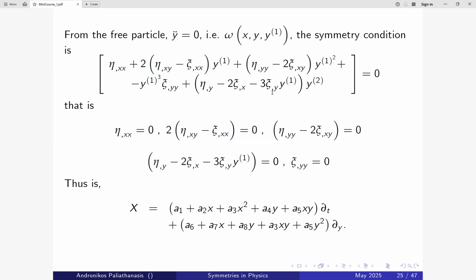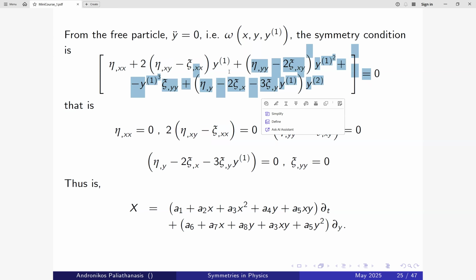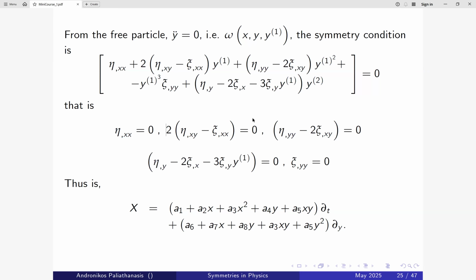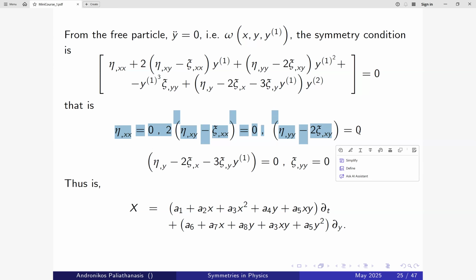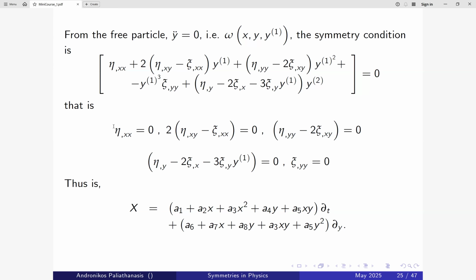This is a polynomial function, and as a polynomial function, it means that it's 0 if and only if each coefficient of the monomials of the polynomial is 0. So from this equation, we construct algebraic equations. Now we construct a linear system of partial differential equations. The solution of the system provides us with the symmetry vectors, the vector fields eta and xi, and the generator, which keep the equation for the free particle invariant.